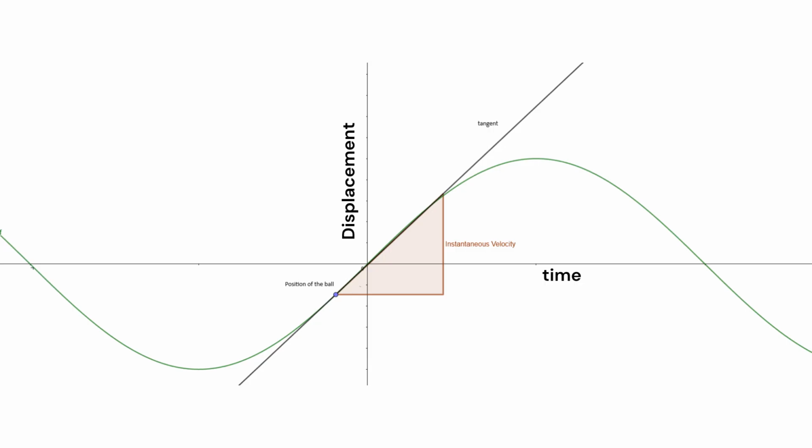So in our case, drawing a tangent to the curve when the ball was in 8th position gives us the exact change of displacement which happened at that instance in time. In other words, the instantaneous velocity.